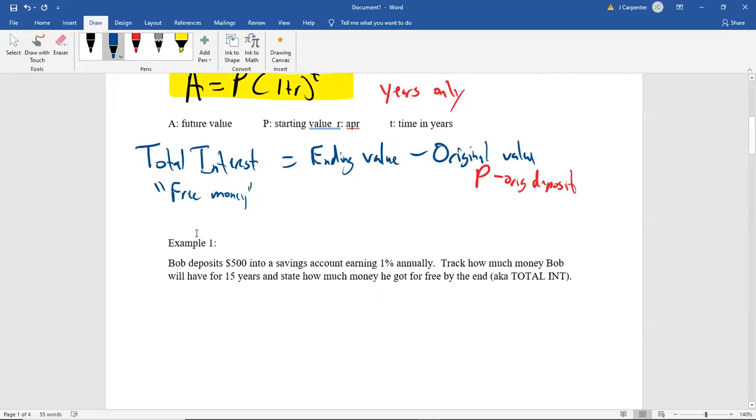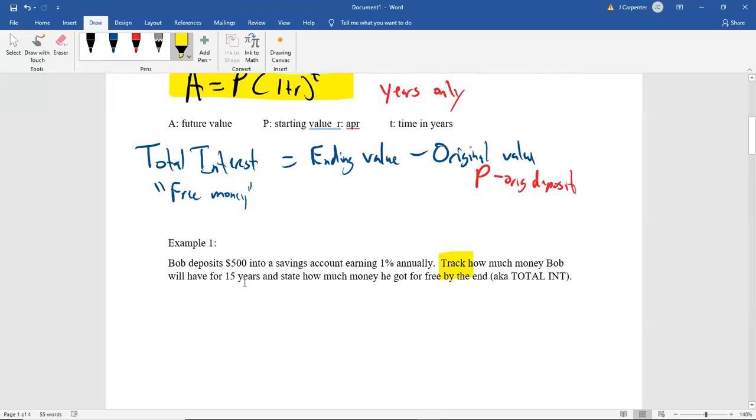Now I said to track how much money Bob will have for 15 years. Using the word track, in my mind, that means I want to see what we call an amortization table. I want to see that full schedule. I want to see year 1, I want to see year 2, I want to see year 5, I want to see year 14, I want to see year 15. If I just said how much money will Bob have 15 years later and how much money did he get for free, that would mean you can just do the one and done formula.